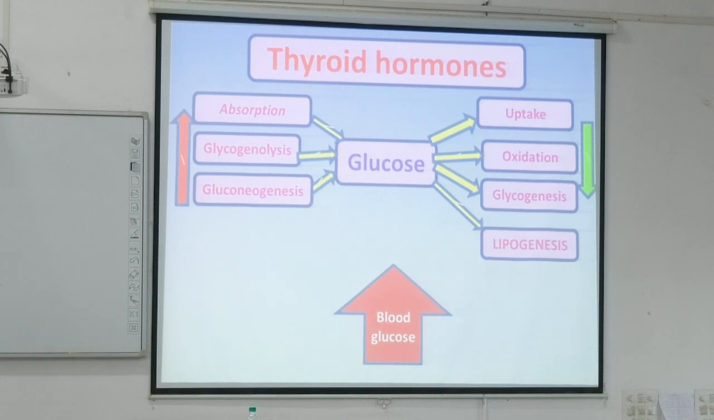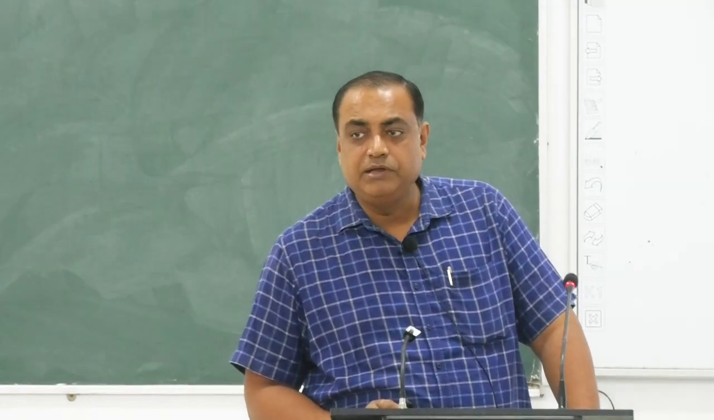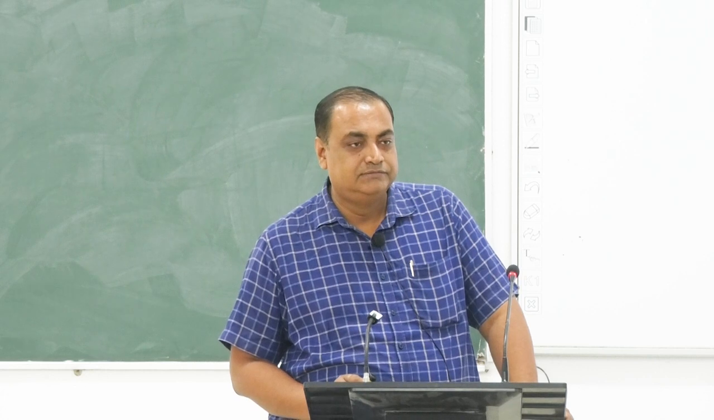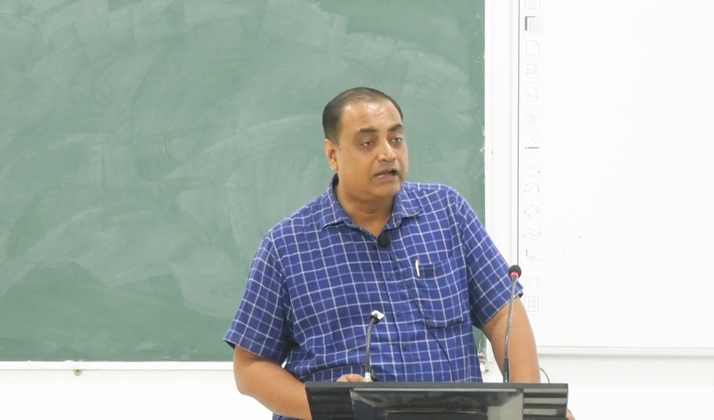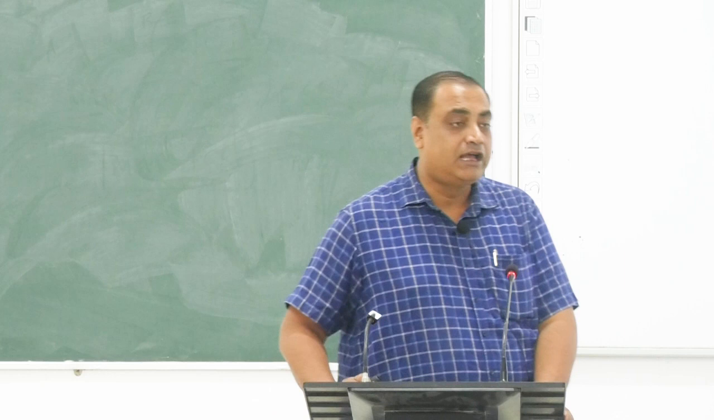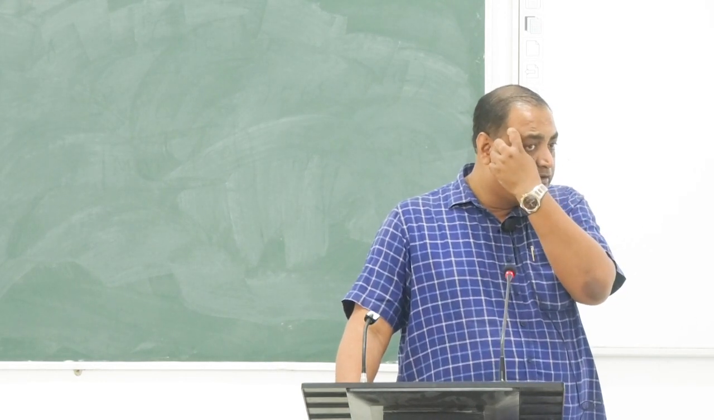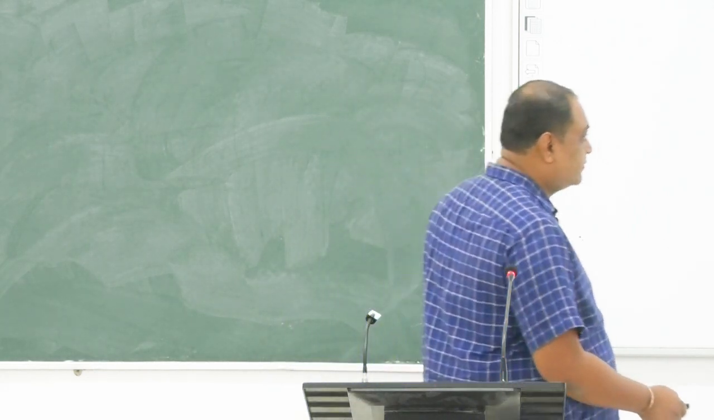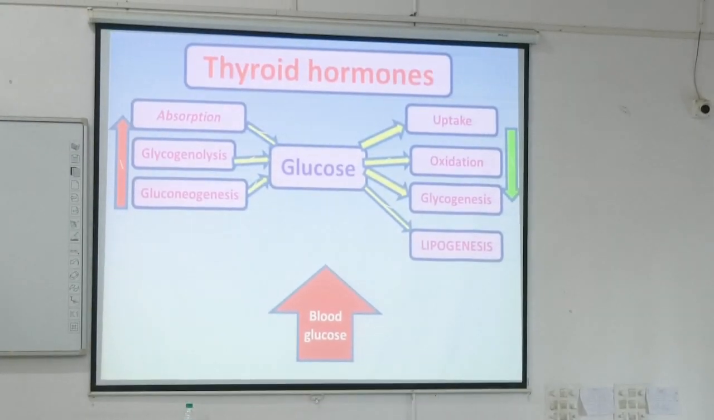So if the thyroid hormone is more, then what will happen? It's called primary hyperthyroidism. So patient will be thin and lean. If it is primary hypothyroidism, then patient will be fat, obese. Okay, so decreased gluconeogenesis, decreased oxidation and decreased uptake.